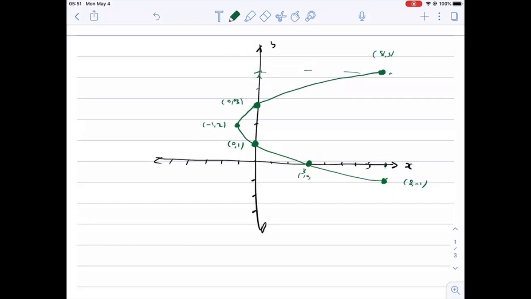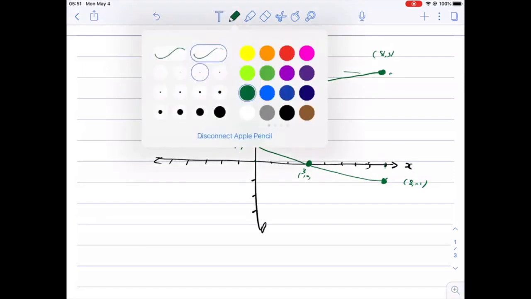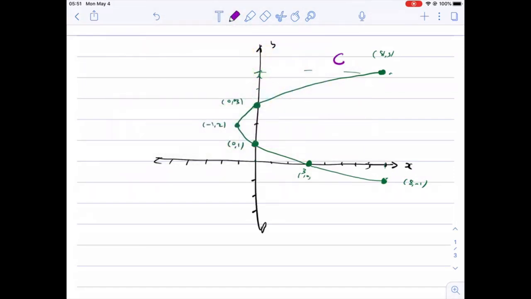So this is the graph of the curve C. This point is at time -2. This is at time -1. This is time 0, time 1, time 2, time 4.